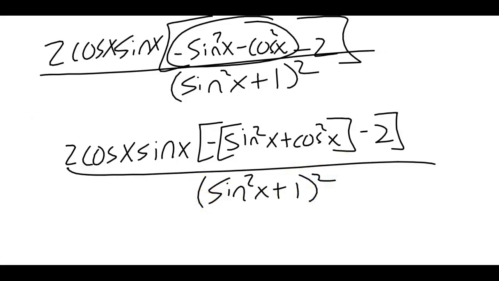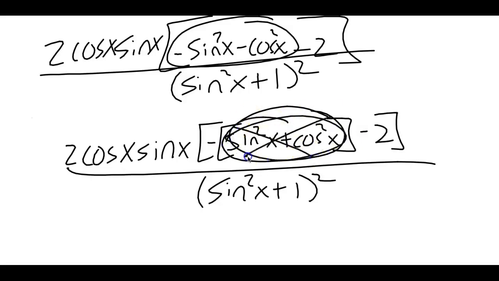Why did I do that? Why did I take that negative out? This is one of our identities. If you look at the little identity sheet that I shared with you guys during our review session, what did that come out to equal? That equaled 1. So, this whole thing right here is 1.